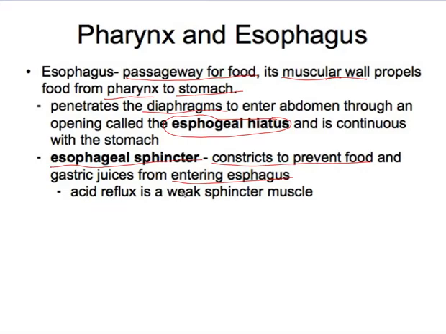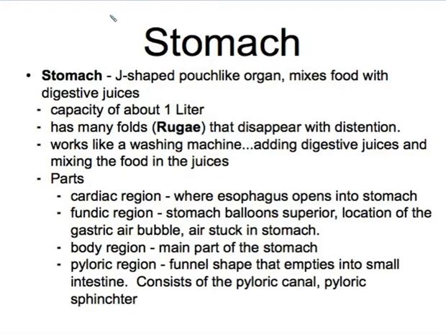If you have acid reflux, that means you have a weak sphincter muscle, and so it kind of leaks acid back into the esophagus. That's the acid reflux part of things. After it gets through your esophagus, through your diaphragm, it gets to the structure called the stomach. Your stomach is a J-shaped pouch-like organ. It mixes food with digestive juices. That's the important thing your stomach does. It's got a capacity of about 1 liter, so it can hold roughly 1 liter of material.